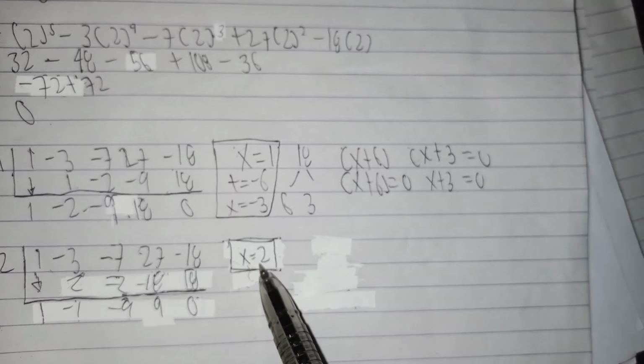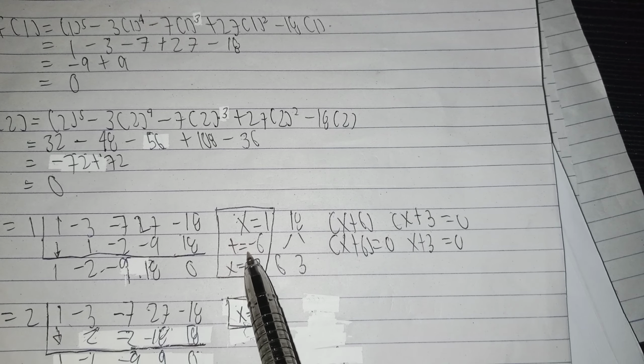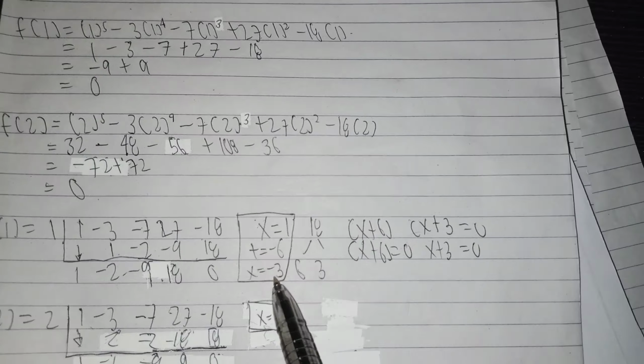Therefore, our zeros are x equals negative 2, x equals negative 1, x equals negative 6, and x equals negative 3.